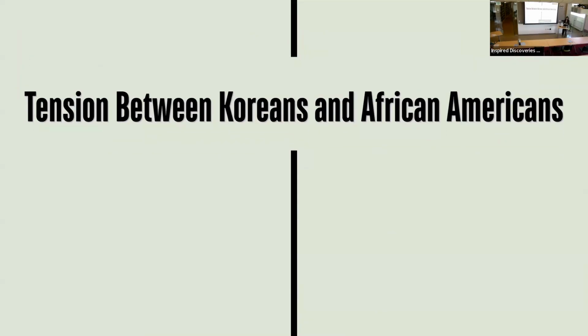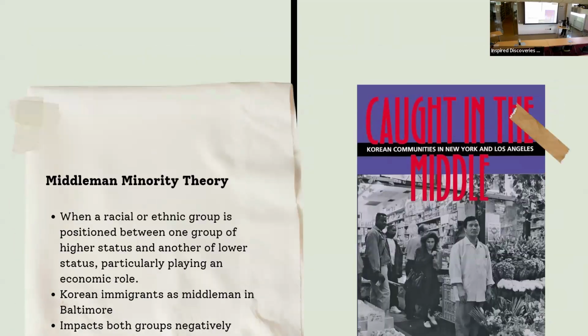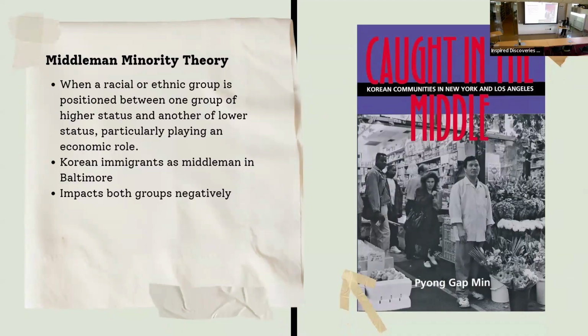So there's a lot of attention on the tension between the African American community and Koreans in Baltimore City. I explained that in my paper through the middleman minority theory. This theory highlights when a racial or ethnic group is positioned between one group of higher status and one of lower status, and often they're playing an economic role between these two groups.